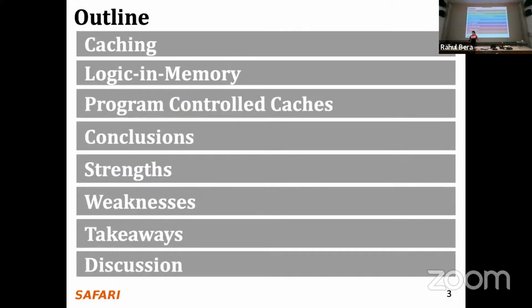So I'll give you a quick outline of what the rest of the presentation is going to look like. I'll first give a background of how caches work, and then we'll talk about logic in memory, and then we go on to program-controlled caching. Then we give conclusions of the paper, as stated by the author, and then we move on to more of my personal analysis of the paper, where I talk about the strengths, the weaknesses, and some key takeaways of the paper. And then finally, I conclude by leaving some open discussion on what can be done next.